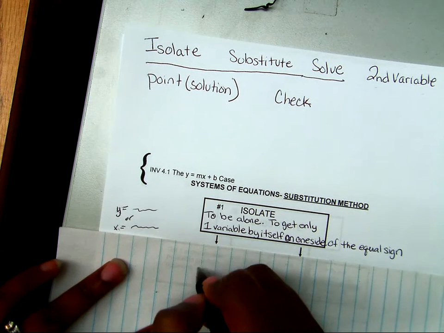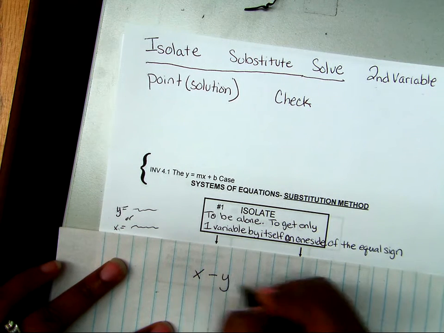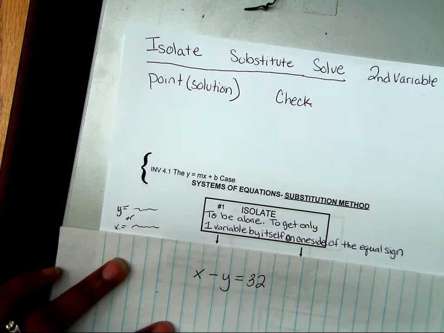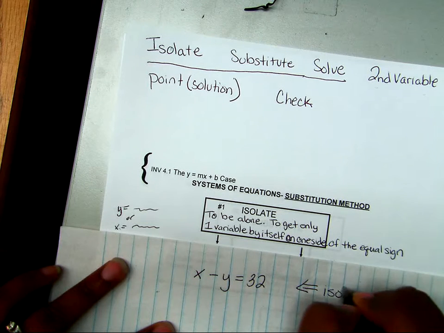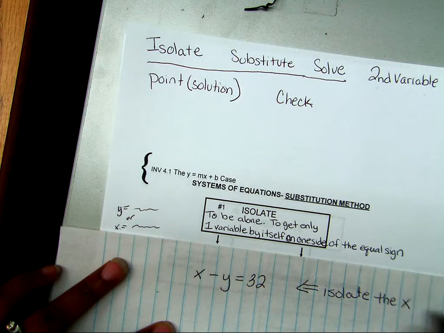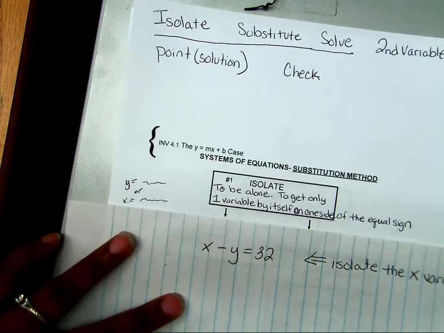So we got x minus y equals 32. And I would like you to isolate the x variable. You can pause it here and give that a try.